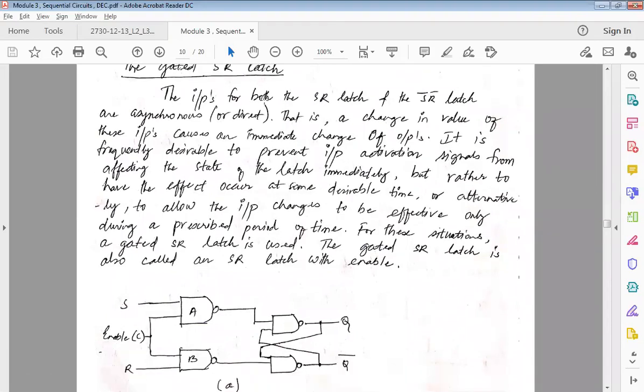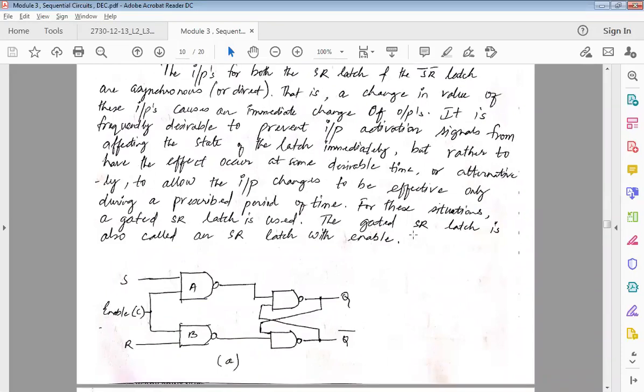So the gated SR latch. The inputs for both the SR latch and the S bar R bar latch are asynchronous or direct. That is a very important point that you should understand. Asynchronous means it is not in sync with the clock. It just starts as soon as there is a combination given at the input. So it's instantaneous. That is, a change in the value of inputs causes an immediate change to the output. That is called asynchronous working.